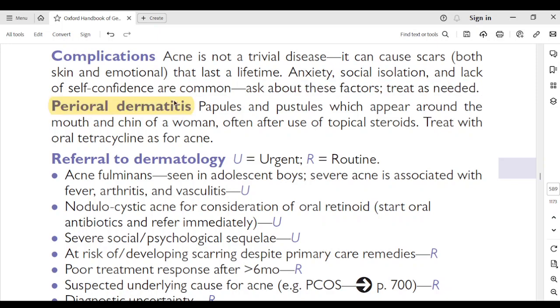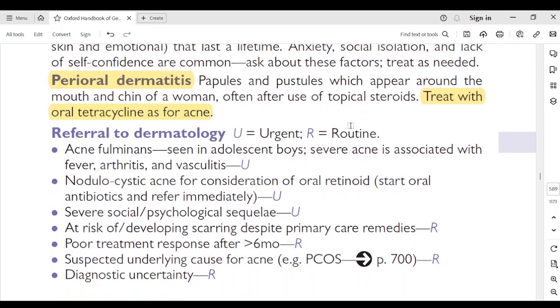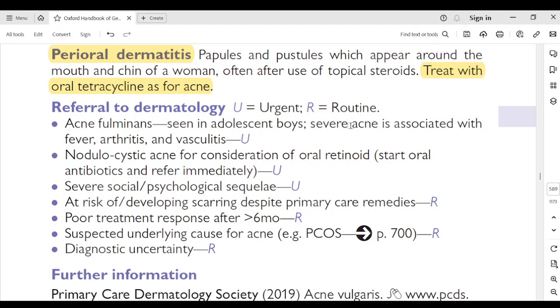Perioral dermatitis. This is another topic. Papules and pustules which appear around the mouth and chin of a woman, often after use of topical steroids. Treat with oral tetracyclines as for acne. So perioral dermatitis is after topical steroid use and you need to treat with an antibiotic.